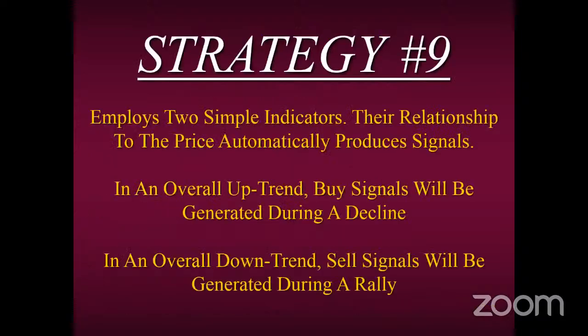Now, some more information about strategy number 9, without giving it away because this is a proprietary tool. Basically, it employs 2 simple indicators, and their relationship to the price is what automatically produces the signals. Therefore, in an overall uptrend, the buy signals will be generated during a decline. And in an overall downtrend, the sell signals will be generated during a rally. This is where we get our pullback setups.